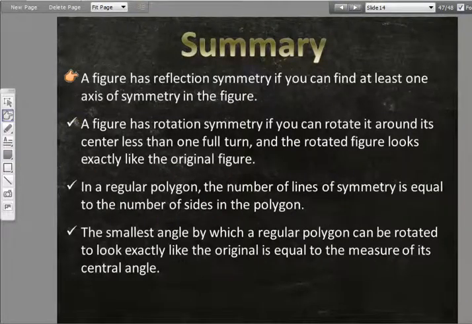A summary for this lesson: a figure has reflection symmetry if you can find at least one axis of symmetry in the figure. It has rotation symmetry if you can rotate it around its center less than one full turn, and the rotated figure looks exactly like the original figure. In a regular polygon, the number of lines of symmetry is equal to the number of sides in the polygon. And the smallest angle by which a regular polygon can be rotated to look exactly like the original is equal to the measure of its central angle.